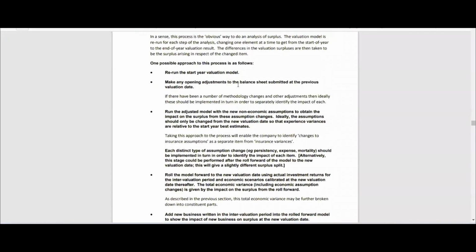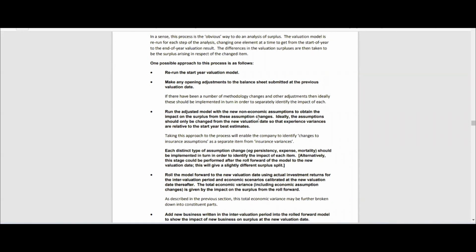So you make any opening adjustment, as I mentioned, for regulatory change, any version change, any change in coding, etc. Make that, and run with the adjusted model with non-economic assumptions to obtain the impact of the assessment for the assumption changes. Then you change it one by one.